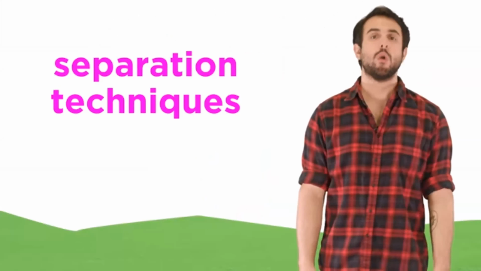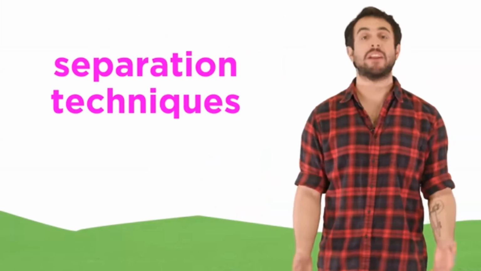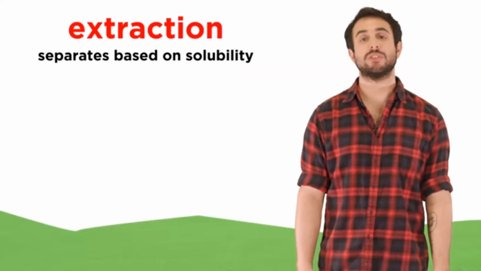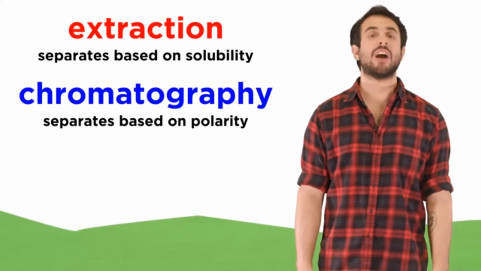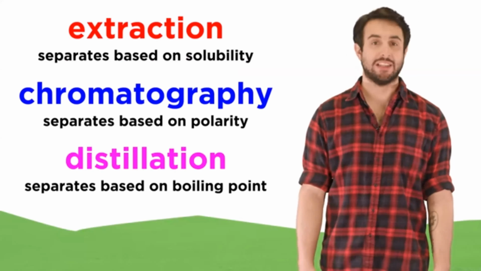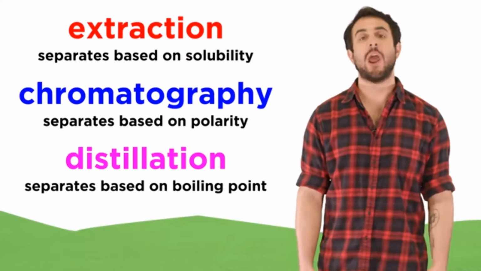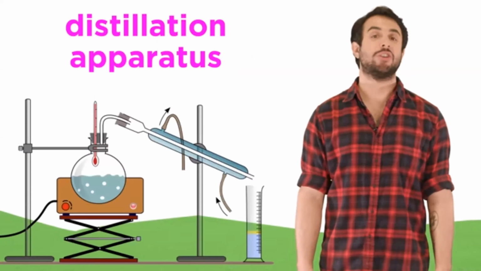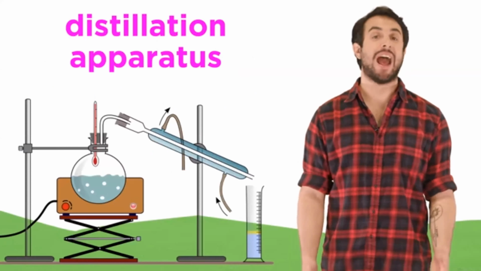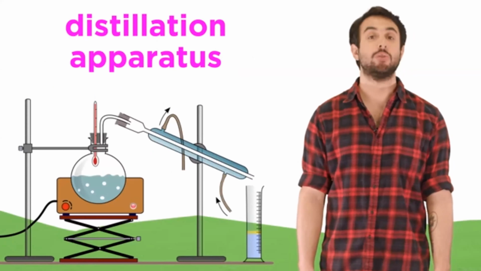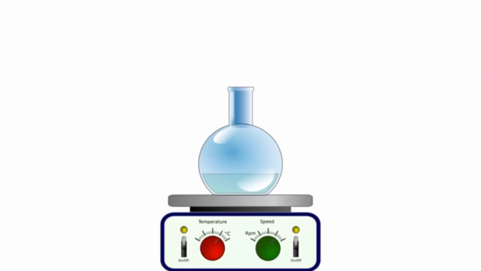We've learned a few different techniques for separating the components of a mixture. Extraction utilizes differences in solubility. Chromatography utilizes differences in polarity. There is another technique that utilizes differences in boiling points, and it's called distillation. Let's go ahead and check out a distillation apparatus now, along with some instructions and tips for how to do this properly. The idea behind distillation is quite simple to understand.